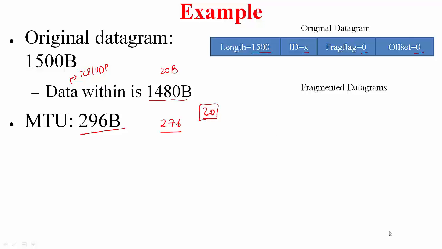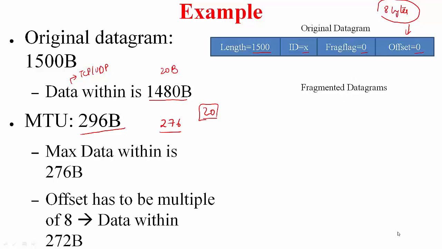But remember, I said this offset field is going to measure data in blocks of 8 bytes. Basically what this means is whatever data you are carrying within a fragmented datagram has to be a multiple of 8 bytes. Given this, what is the data size that you can put in a fragmented datagram? That turns out to be 272 bytes because 276 is not a multiple of 8. So you need to put only 272 bytes as part of the data belonging to a fragmented datagram.